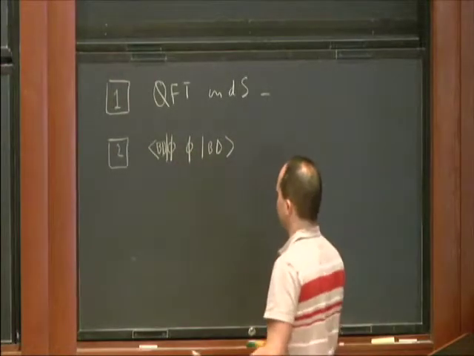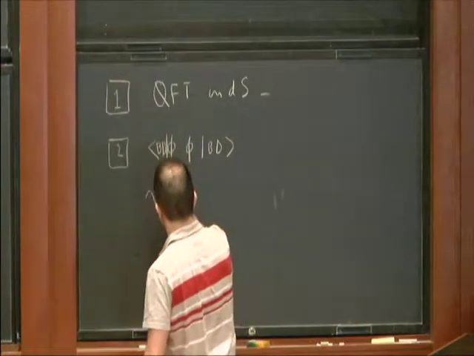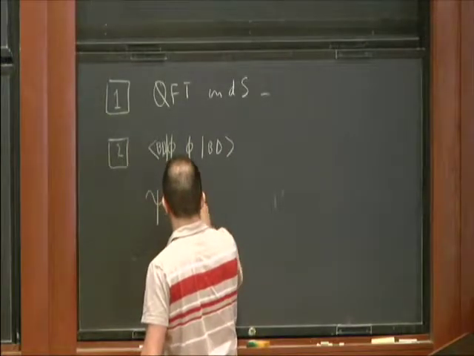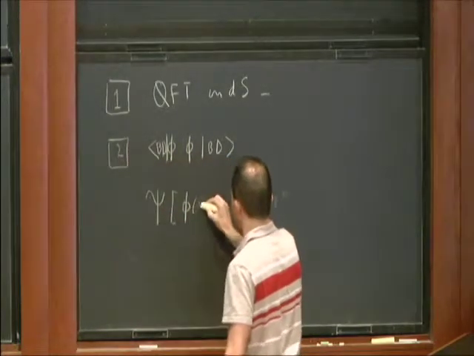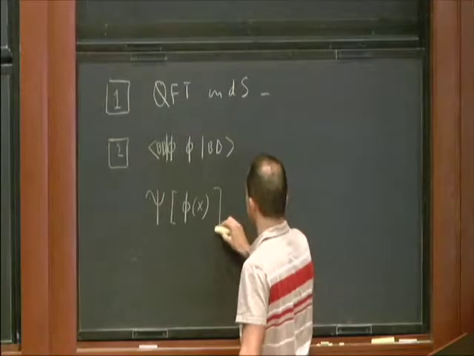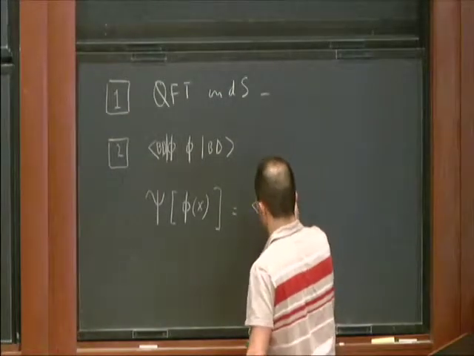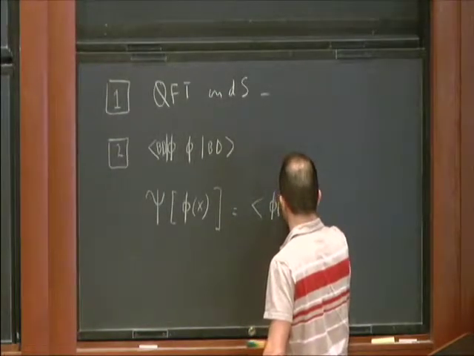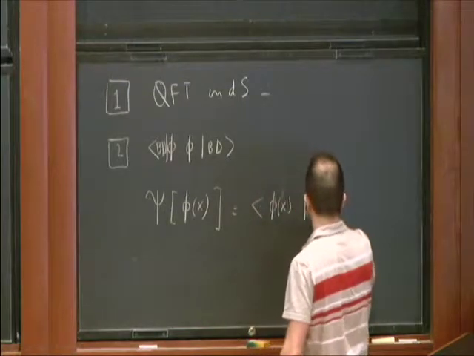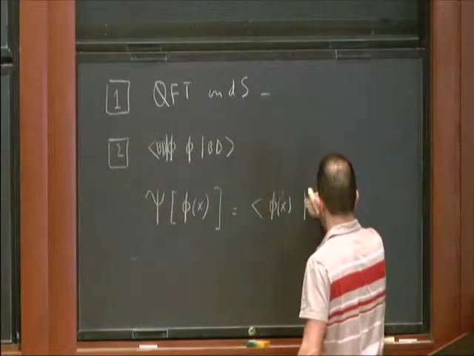And this could also be calculated by finding first the wave function as a functional of the values of the field phi of x. And this was an overlap between the state phi of x, where the field has some profile, and the Bunch-Davies vacuum.